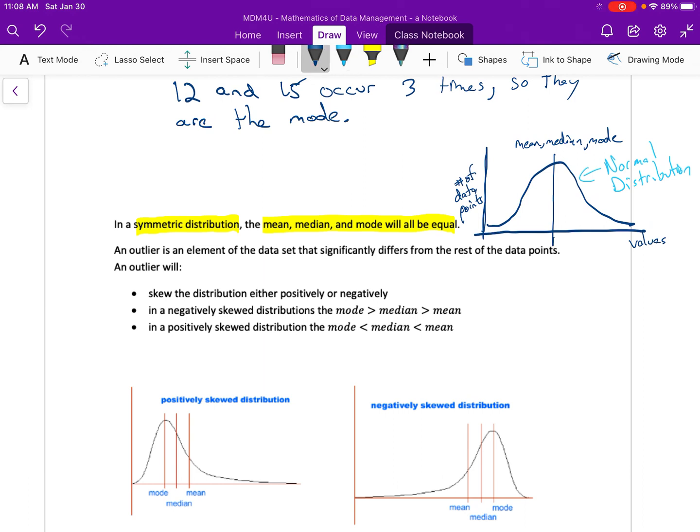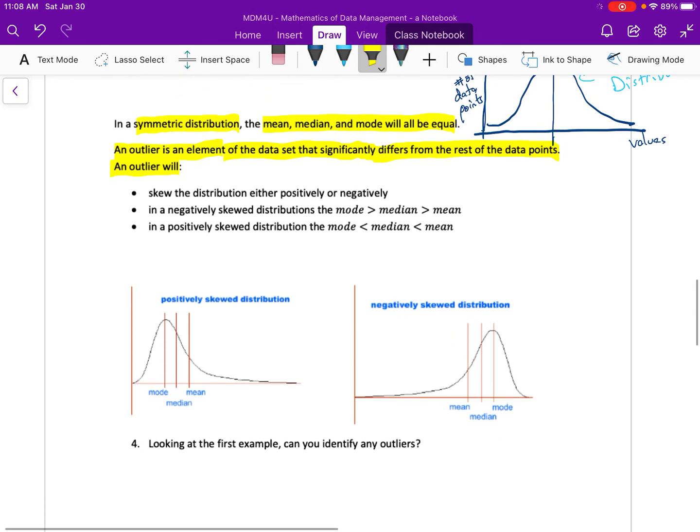It's interesting because you can describe things by the averages and another measure of spread. If it's symmetrical, those things are all equal: mean, median, mode. An outlier, and we'll talk about this in the next class as well, is an element of the data set that significantly differs from the rest of the data points. We're going to make it so you can definitively say, okay, that's an outlier by using stats. But for now, we're just going to try to eye them up and see if they are far away from everything else.